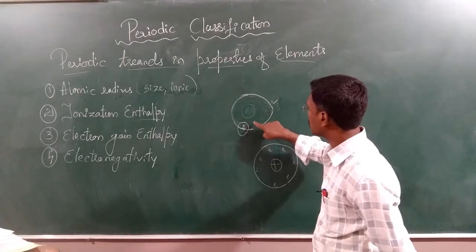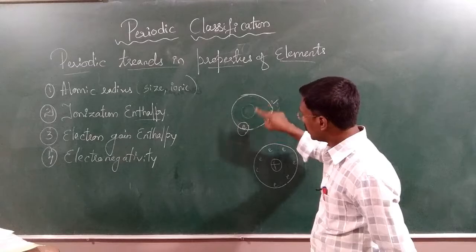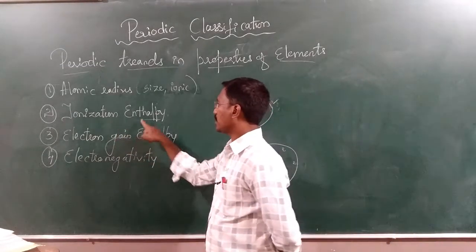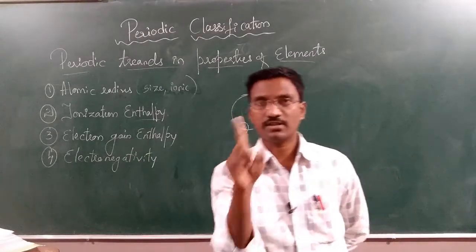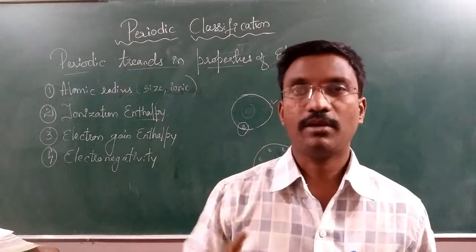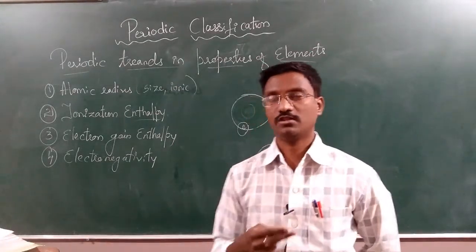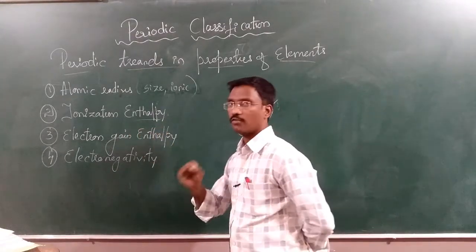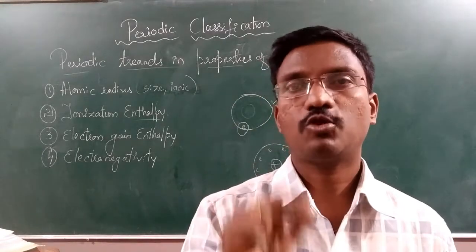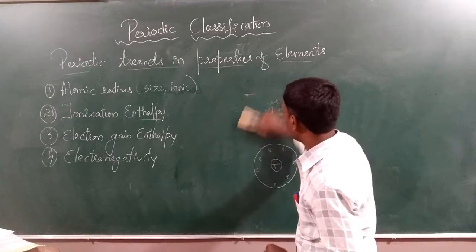If it has a second shell, we can remove the electrons of the second shell. How much energy is required to remove only one electron, that is called ionization enthalpy. To remove the first electron is called first ionization enthalpy. To remove the second electron is called second ionization enthalpy. You are going to study this in detail in the second PUC, so this is only the introduction. So what is ionization enthalpy? The amount of energy required to remove the outermost electron. Are you getting this point? The definition is important here.